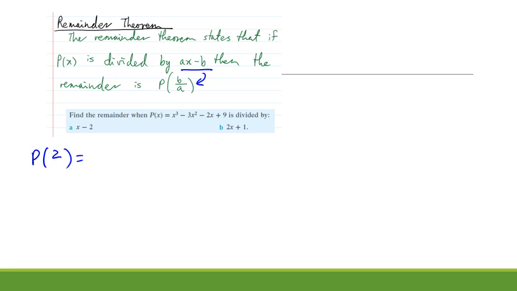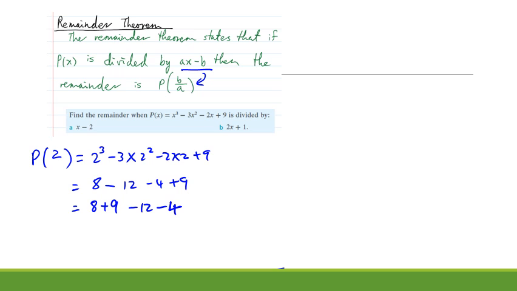Now remember, p of 2 is a function, so wherever you see x, you're going to plug in a 2. So that's 2 cubed minus 3 times 2 squared minus 2 times 2 plus 9. So then you have 8 minus 12 minus 4 plus 9. If you struggle working out the numbers, my suggestion is this: do all your additions first, and then do your subtractions separately. So that's 17 minus 16.